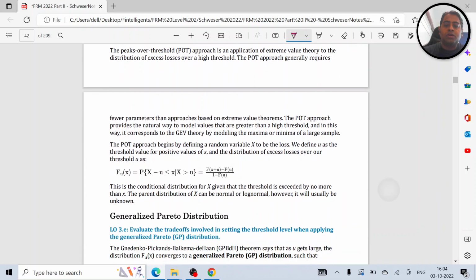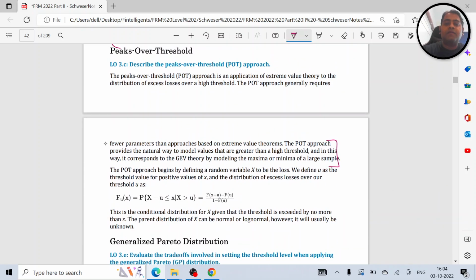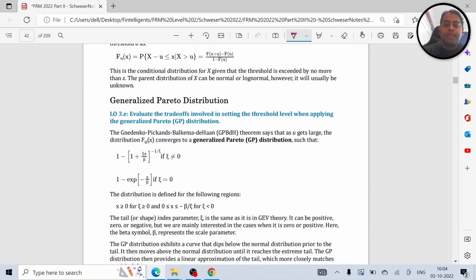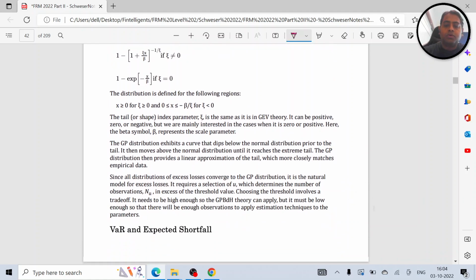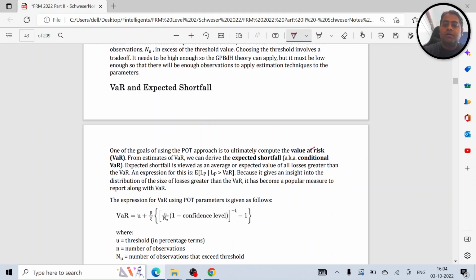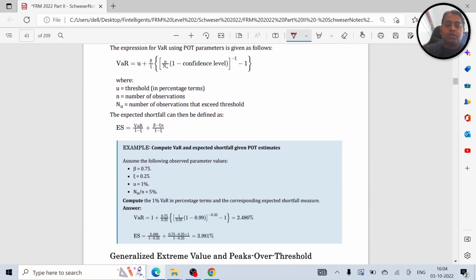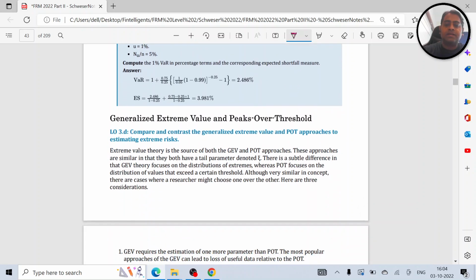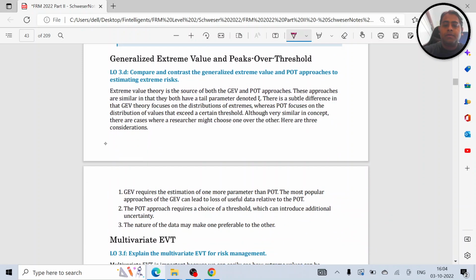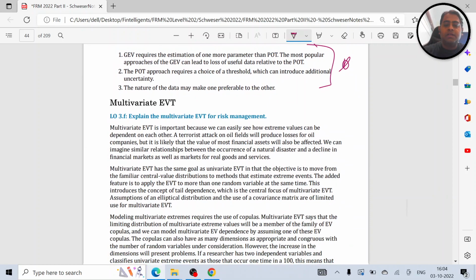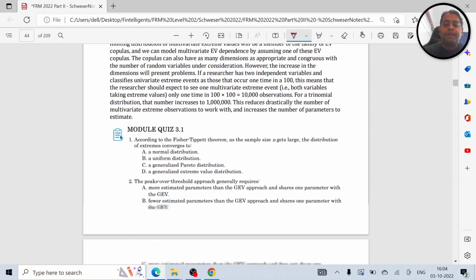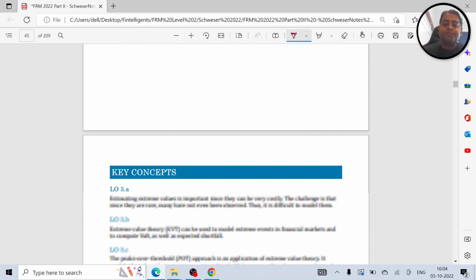Peak over threshold, the first paragraph you should be reading. Generalized Pareto, not so important. VaR and expected shortfall, this part. The formula is also not heavily tested in the exam as such. You can read this entire section, mark it with a star. Multivariate EVT is okay. Let us move towards the next chapter.